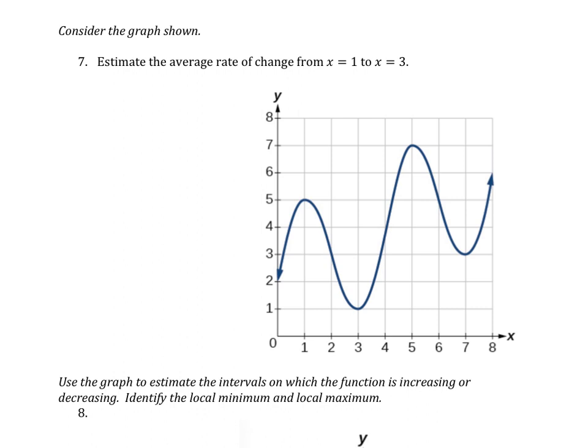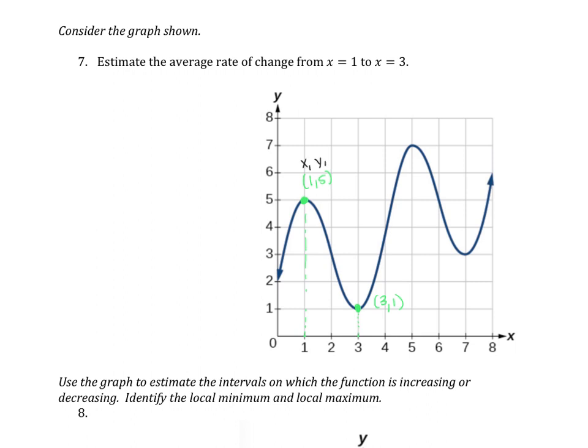So if you look at x equals 1, that's here. And if you go up to the line, you see that the point on the graph associated with an x value of 1 is 5. So your ordered pair here is 1, 5. If you look at x equals 3, and you go to the graph, that's here, and the ordered pair for that is 3, 1. Now you have an x value and a y value.